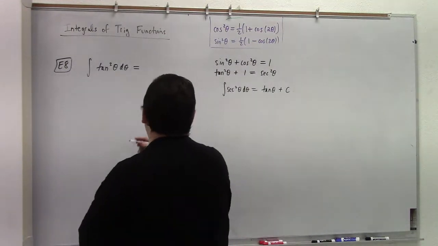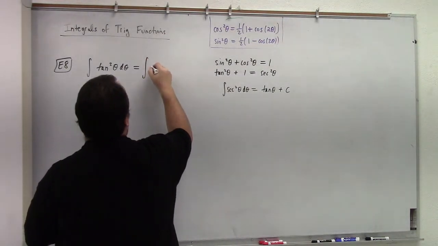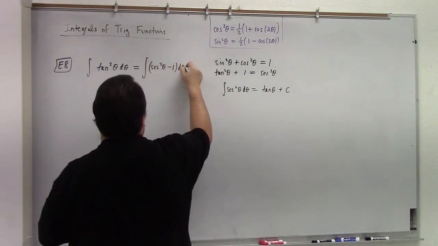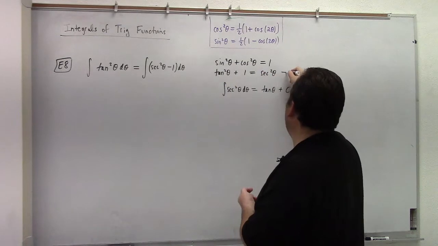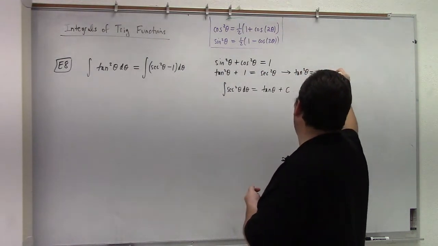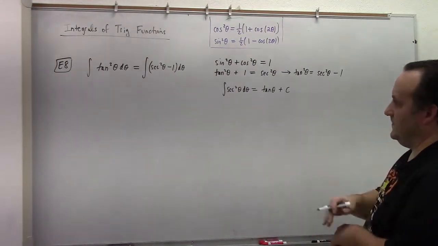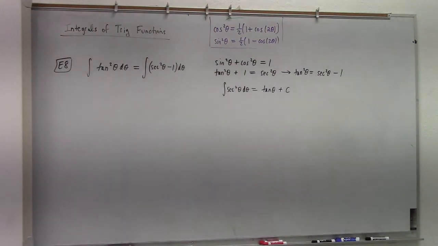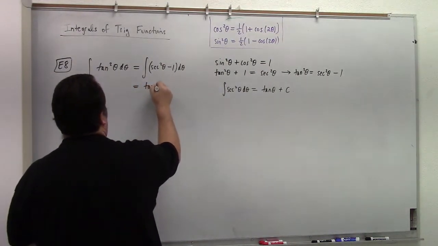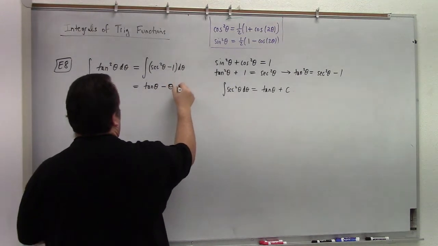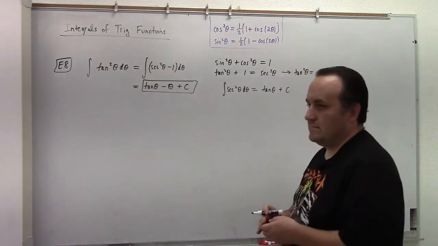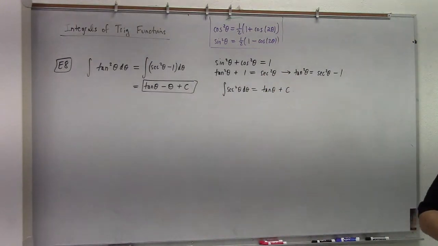So tangent squared is what? It is the integral of secant squared theta minus 1, isn't it? Did you see that? Solve this for tangent squared. Yeah, we got secant squared theta. Subtract 1 to the other side. There you go. And hey, this gives us tangent theta minus theta plus a constant. So there you go. That's not too bad.